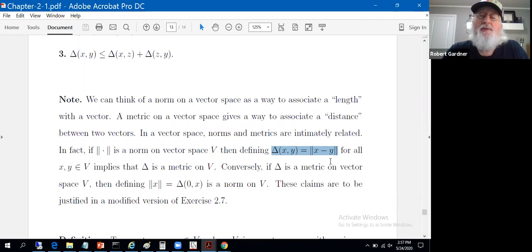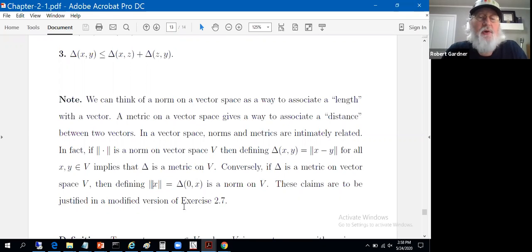Delta of x, y is the norm of x minus y. That's how we were using it in those proofs. We took a norm of x minus y somewhere in those computations. You can go the other way around too. We could use a metric to define a norm as given here. We'll just measure the distance of a vector from the zero vector, and that'll give a norm.